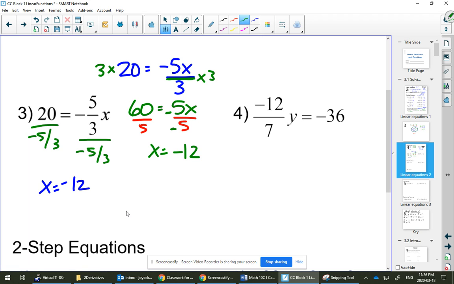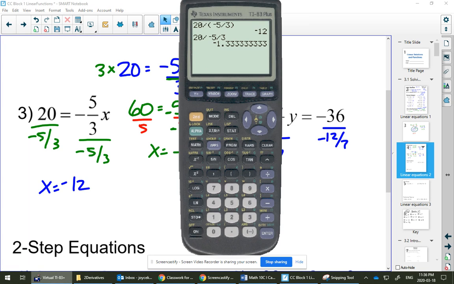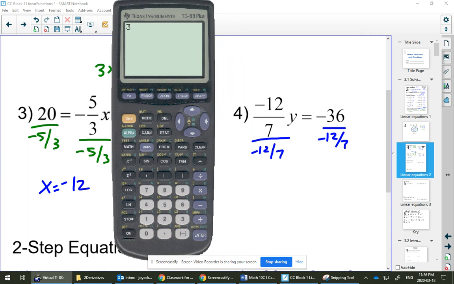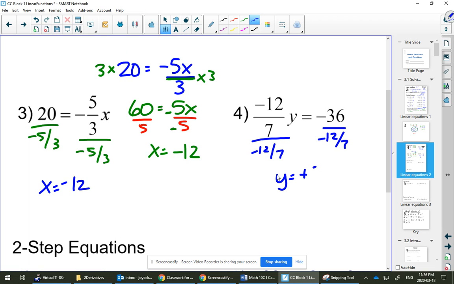Again, if we look at example 4, it's the same type of question. We can go negative 36 divided by negative 12 over 7. Again, you'd have to remember your brackets. So you would go 36 divided by, in brackets, negative 12 over 7, which is negative 21. So y equals negative 36 divided by negative, y equals positive 21.